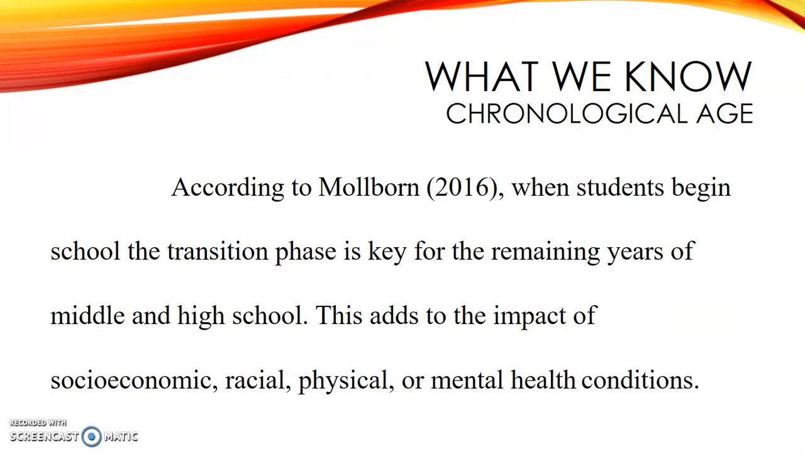What do we know? Chronological age, according to Molborn, when students begin the school transition phase, is the key for remaining years of middle and high school. This adds to the impact of social, economic, physical, or mental condition. I think a lot of people think that if you have a young child, getting them into school is the best thing. It could be where maybe another year of development would be a great idea. That way, when they did start school, yes, their chronological age may be a little older, but there's not such a social or emotional transition period.